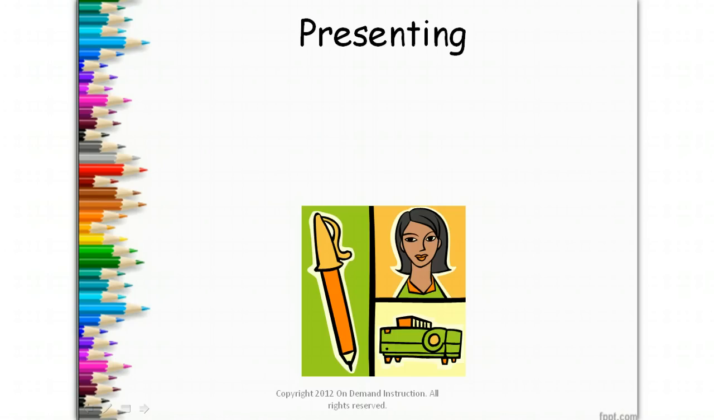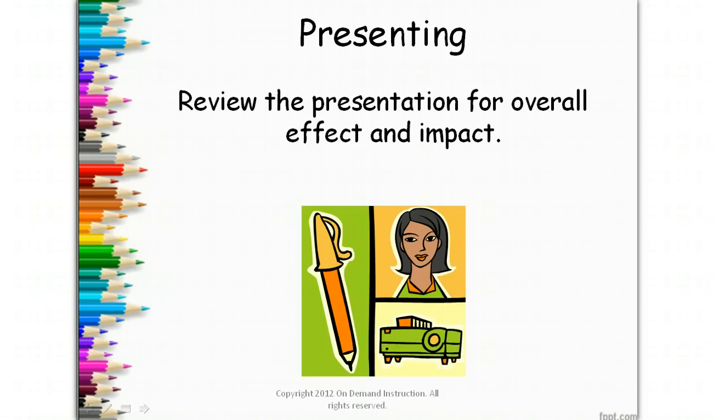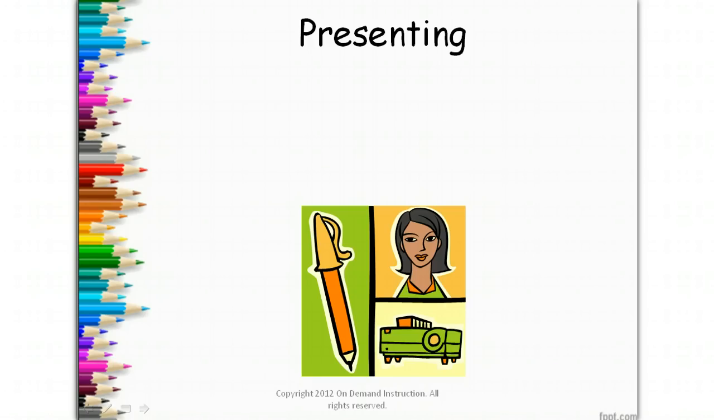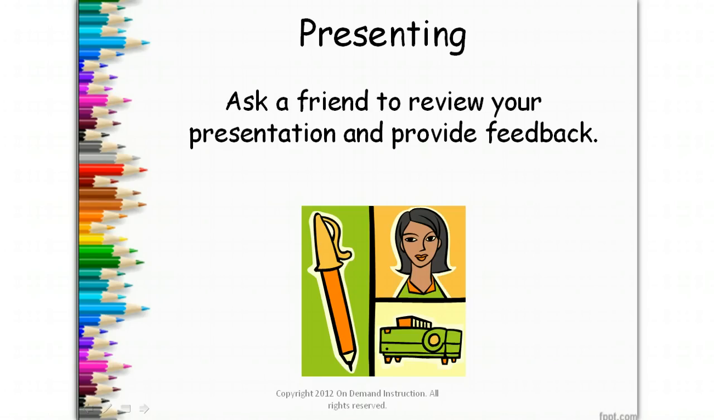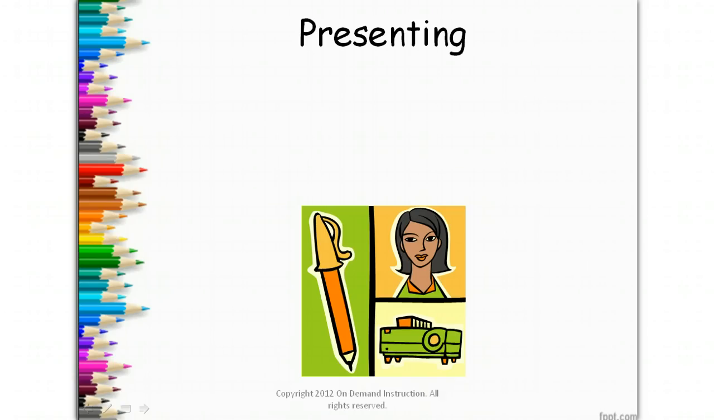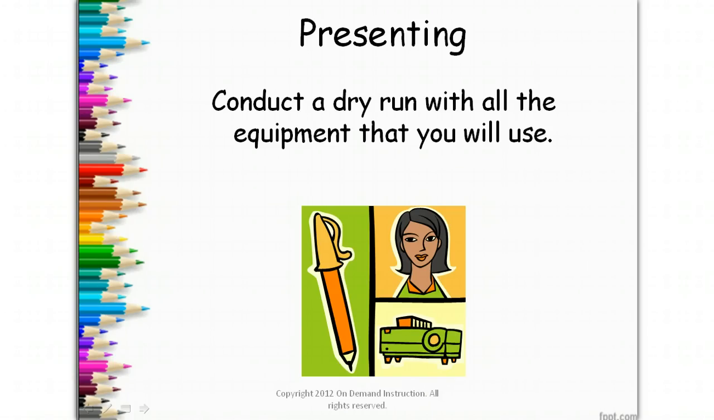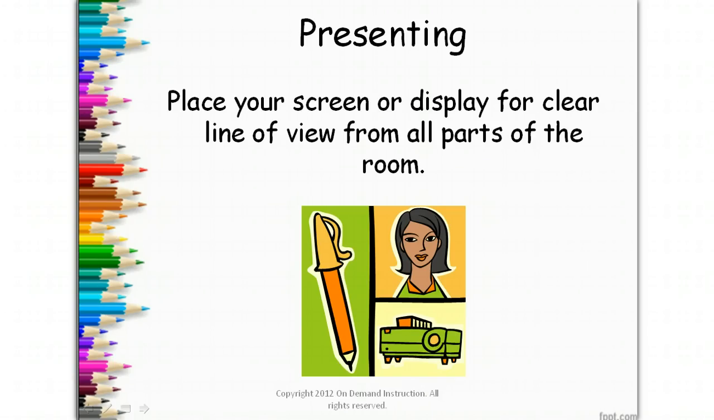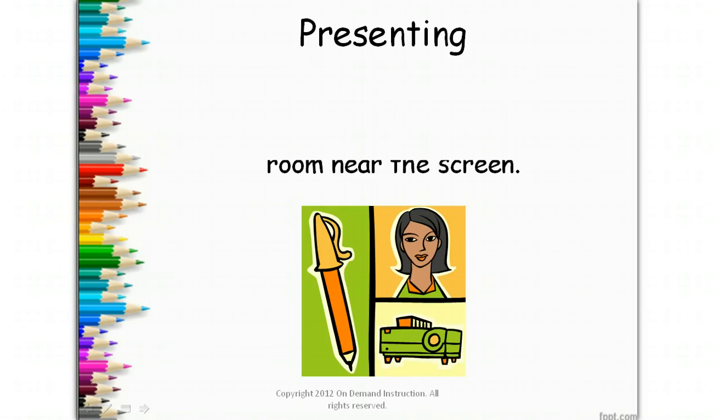And here are some suggestions on how you will be able to relay your presentation to your audience. Review the presentation for overall effect and impact. Ask a friend to review your presentation and provide feedback. Conduct a dry run with all the equipment that you will use. Place your screen or display for clear line of view from all parts of the room.